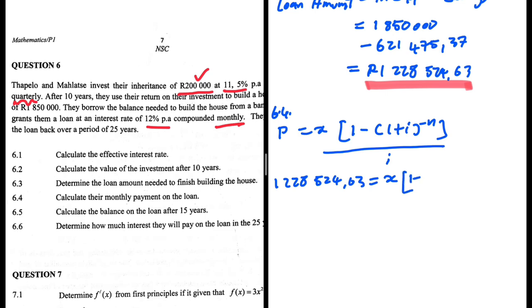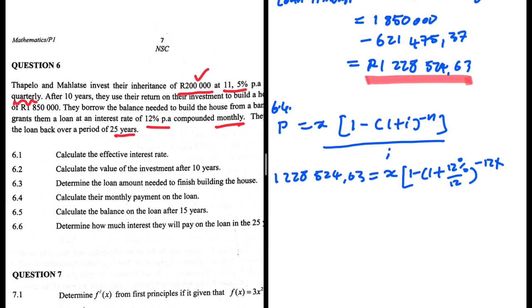Multiplied by 1 minus 1 plus the interest. The interest is 12%, compounded monthly, so we divide that by 12. Everything to the power minus 12 multiplied by how long we are going to take to pay off the loan. Over a period of 25 years, so that is minus 12 multiplied by 25. I close that bracket and I divide everything by the interest, so 12% divided by 12.